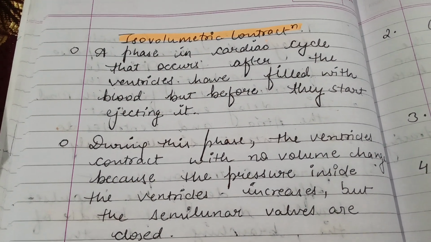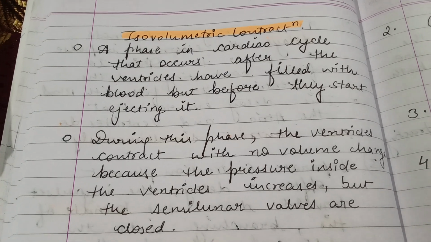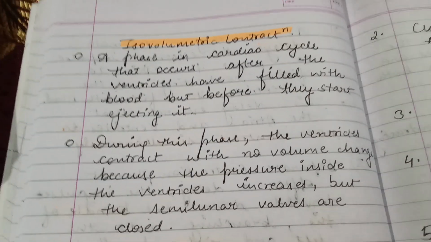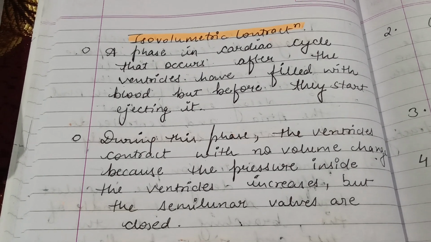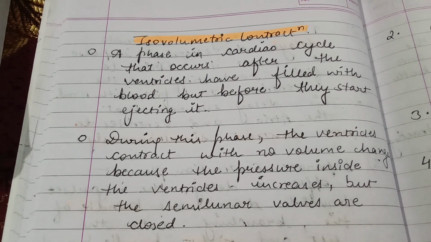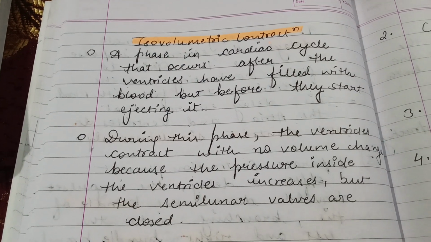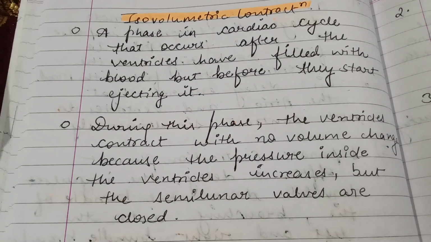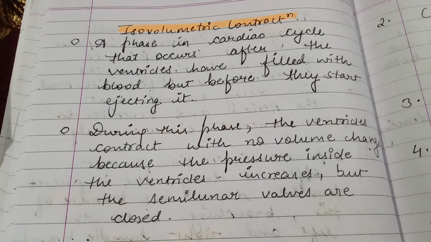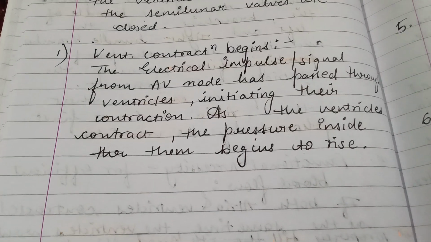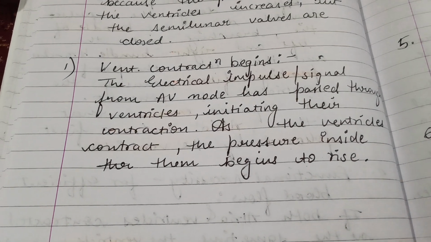And when I'm talking about isovolumetric, we only consider ventricles. Okay, so the ventricles contract with no volume change, that's why it is isovolumetric, means same volume, no volume change, because the pressure inside the ventricle increases but the semilunar valves are closed, so there is no change in the volume but pressure change happens. First of all, what happens is ventricular diastole happens.